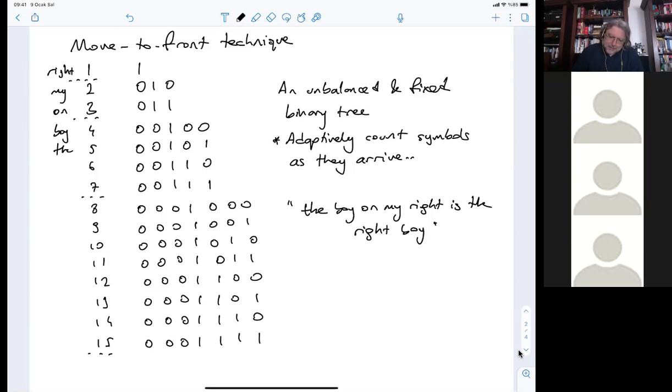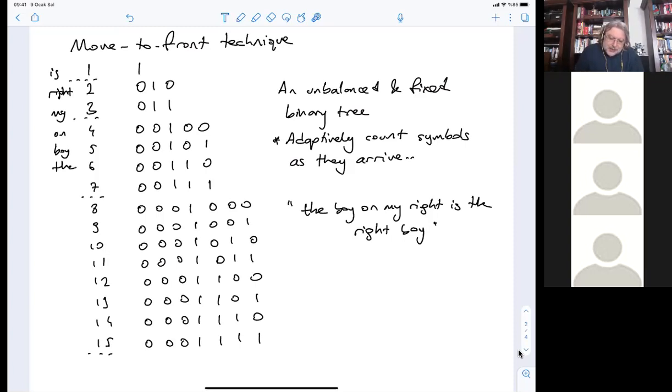And then "is" comes, a new symbol once again. So every new symbol in this process initially will be inserted from the top, because their counts will be the same. So we again insert "is" at the top: is, right, my, on, boy, the.